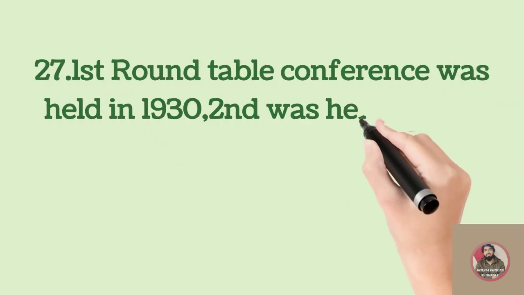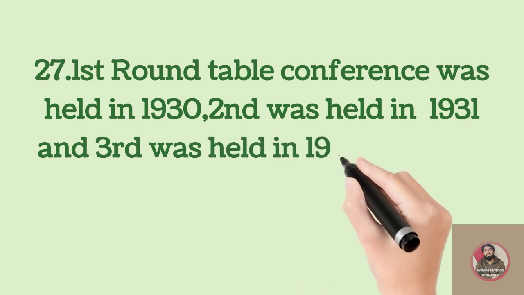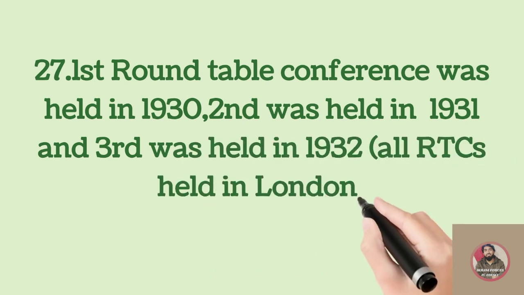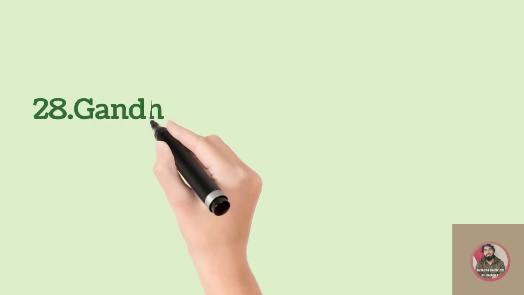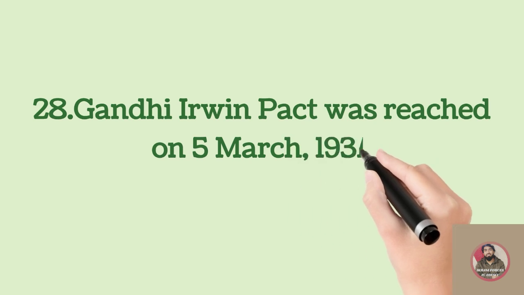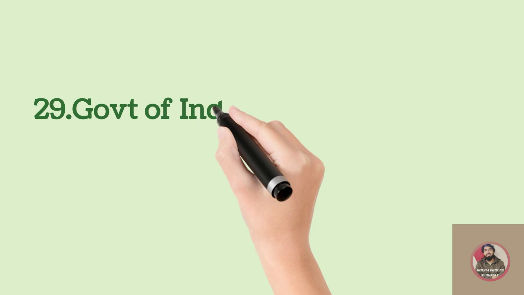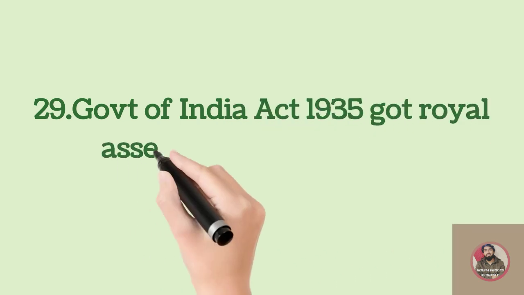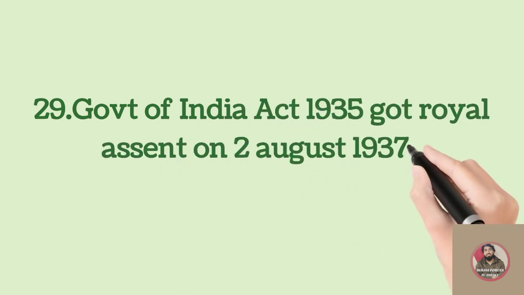First Roundtable Conference held in 1930, second in 1931, third in 1932, and all held in London. Gandhi-Irwin Pact held on 5 March 1931. Government of India Act came in 1935.